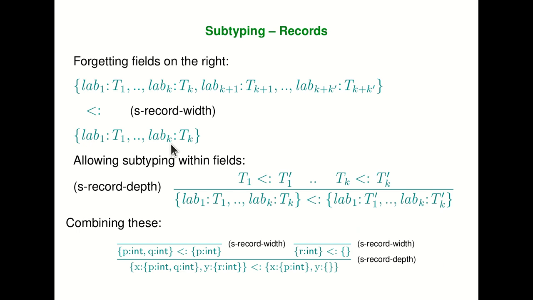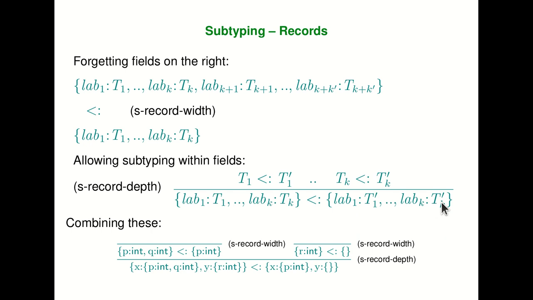The other thing you can allow is subtyping within fields. This is called depth subtyping. It says that if you have two records with the same set of labels, then the first is a subtype of the second if it is component-wise a subtype. So if T1 is a subtype of T1 prime all the way to TK is a subtype of TK prime, then the record label 1 t1 to label k tk is a subtype of label 1 t1 prime to label k tk prime.